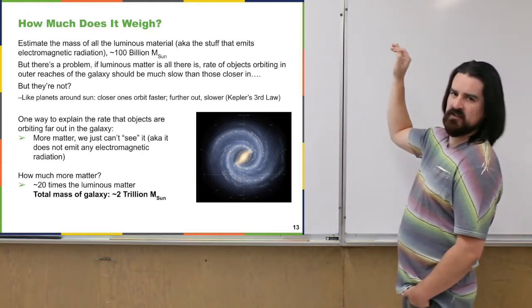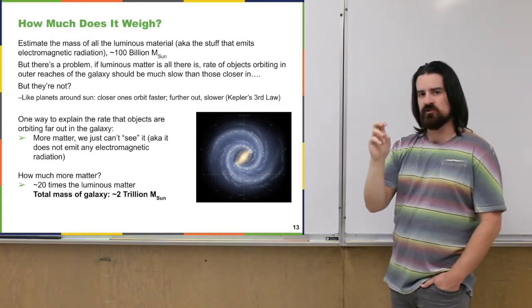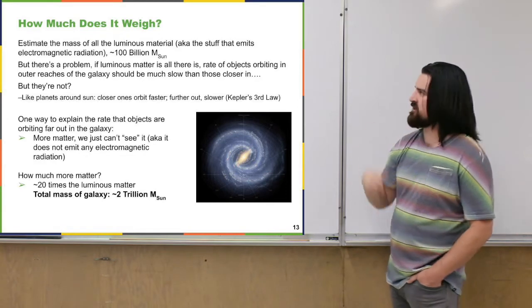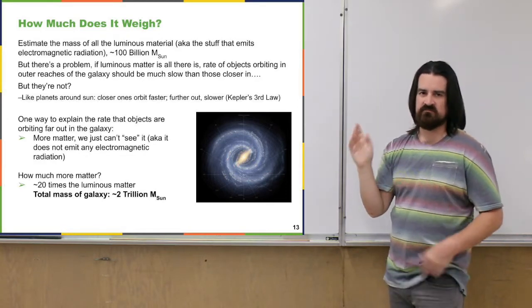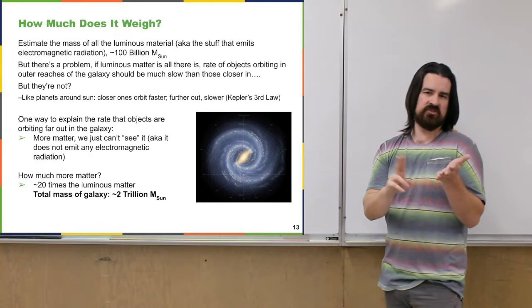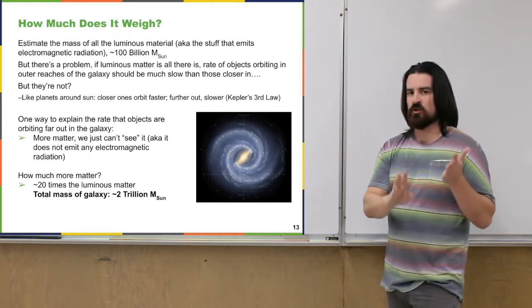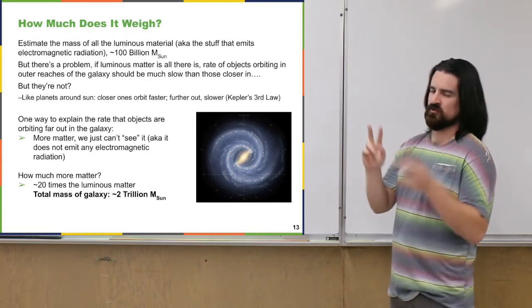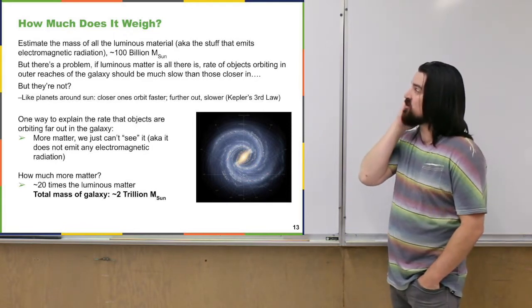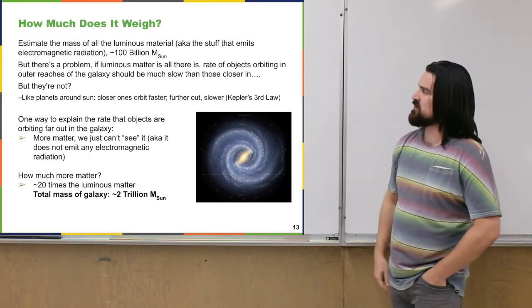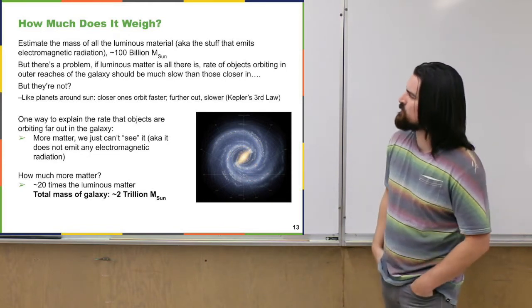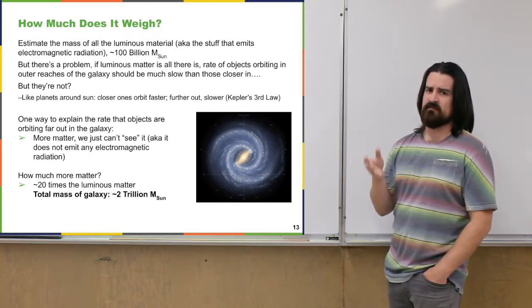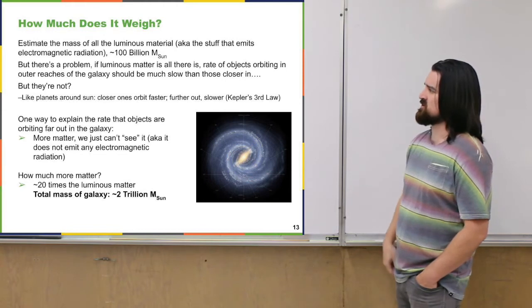So when we do that, we look for all the matter we can see. We call this luminous matter because it gives off light of some kind, meaning it emits electromagnetic radiation. It might be visible, it might just be infrared, radio, or X-ray. Any kind of electromagnetic radiation, that's what we call luminous matter. If we estimate how much of that there is in our galaxy, we get a figure of something like 100 billion times the mass of the sun, which is a lot of mass.